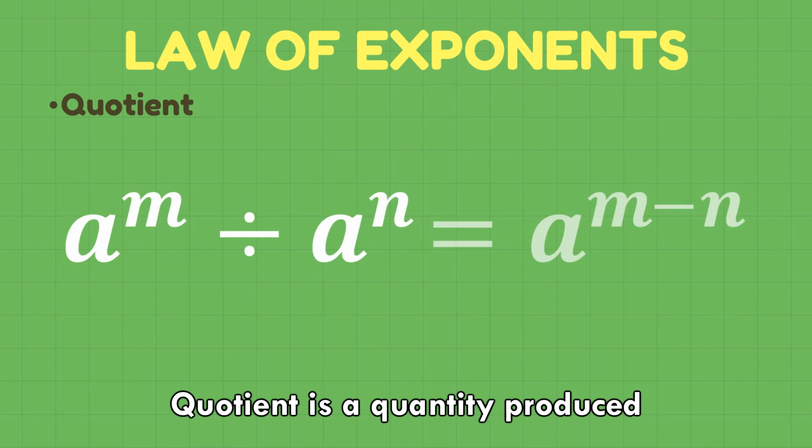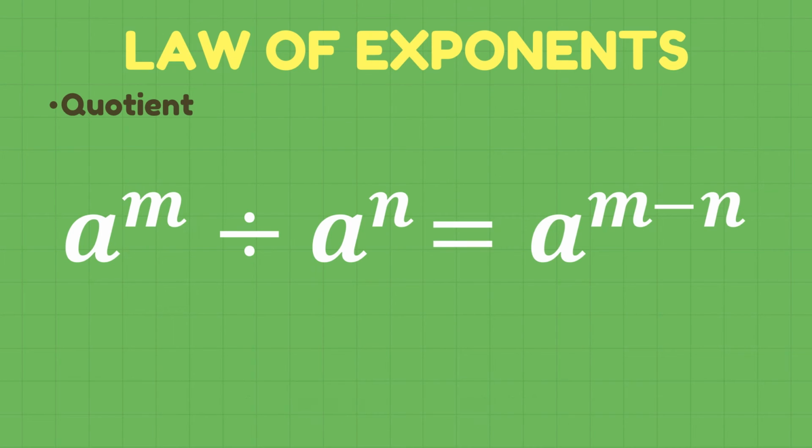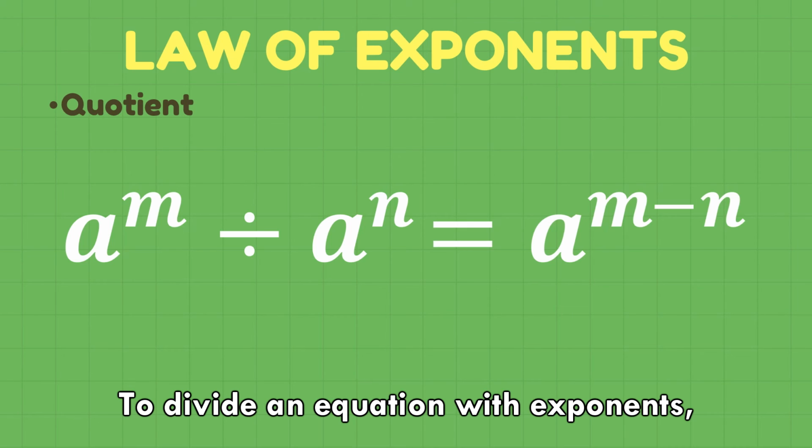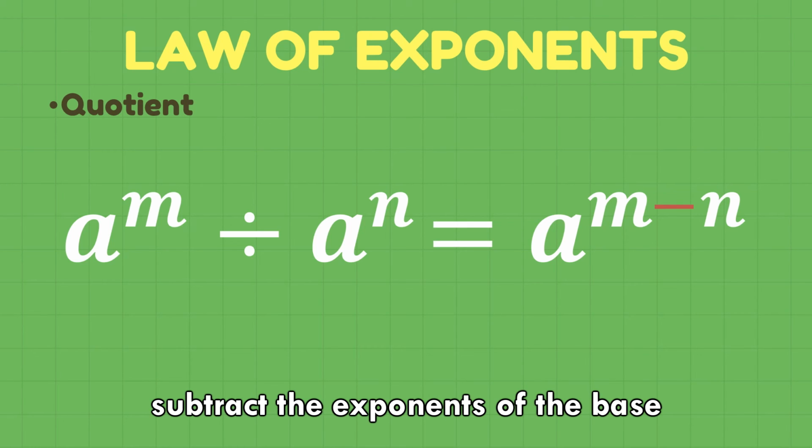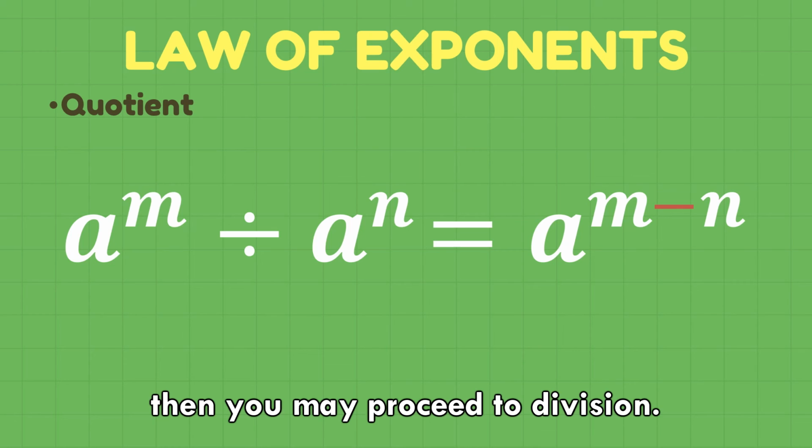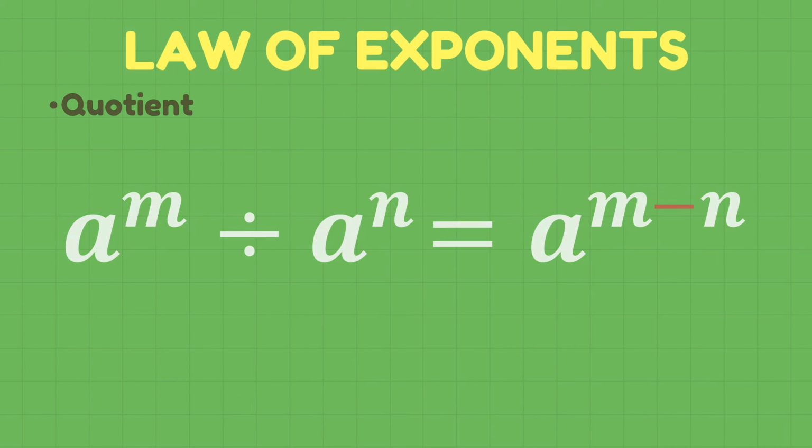Quotient is a quantity produced by the division of two numbers. Brief explanation. To divide an equation with exponents, subtract the exponents of the base with the same variable. Then you may proceed to division.